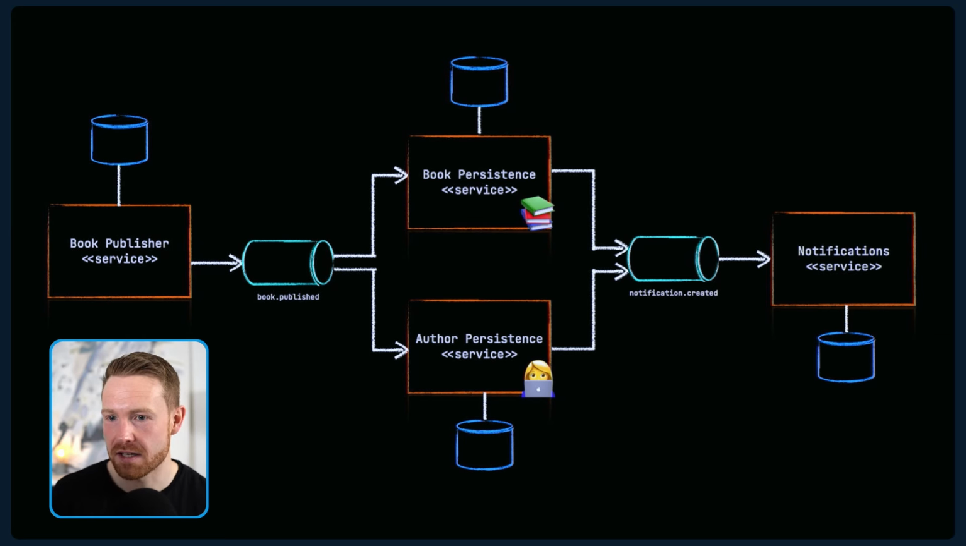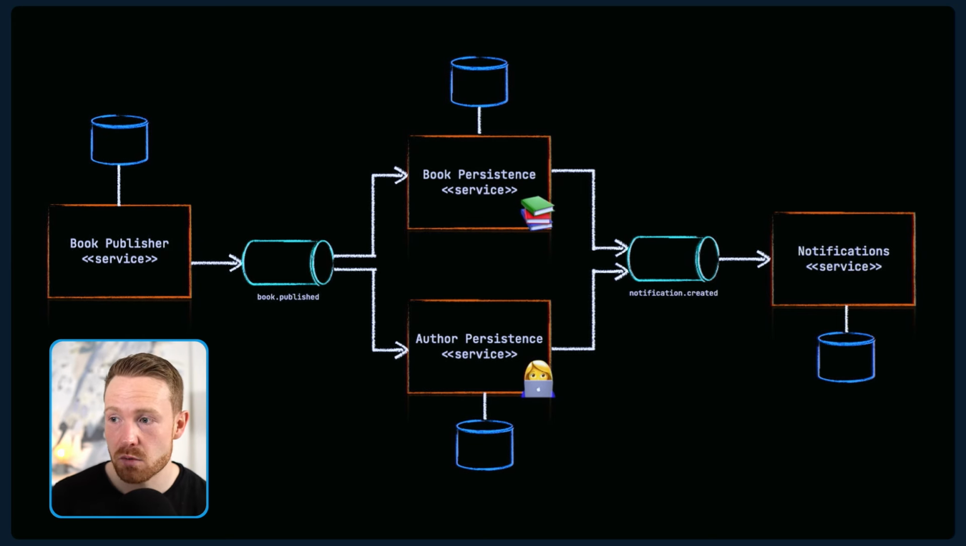This is what we're going to expect to see. So the book publisher is going to publish an event every 20 seconds, and that's going to contain book information and author information. It's then going to be picked up by the book persistent service and the author persistent service respectively, and it's going to store those in their own databases and make it available via a REST API.